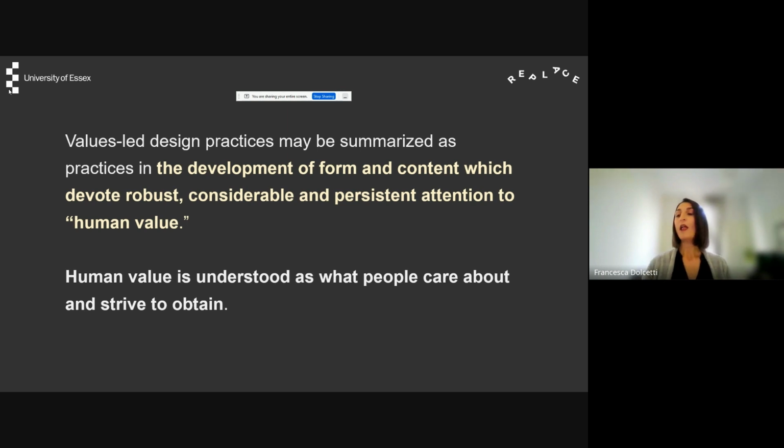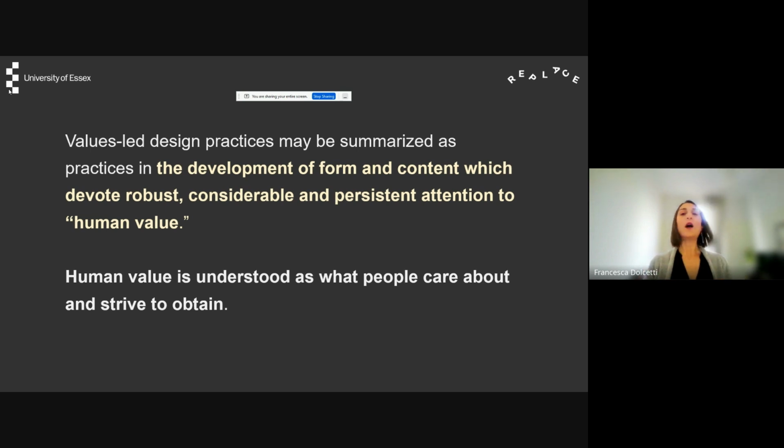So particularly values-led and participatory design, because they shift the focus from products and services to the wider human and environmental impact of design, by explicitly embedding values across the design process and into the design outputs.